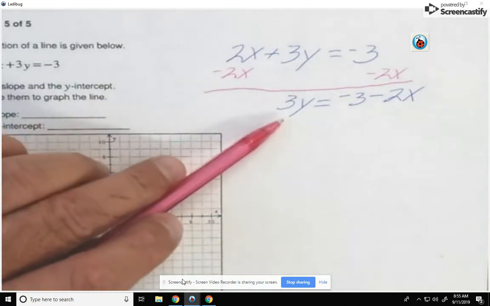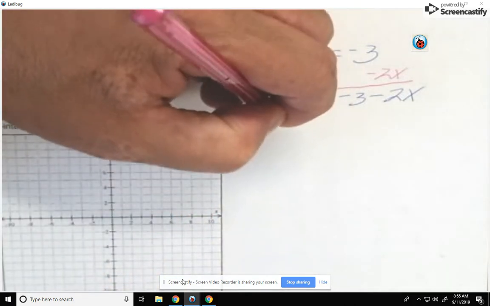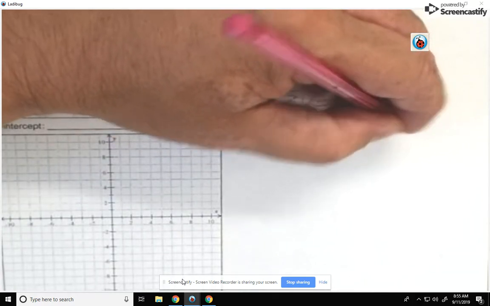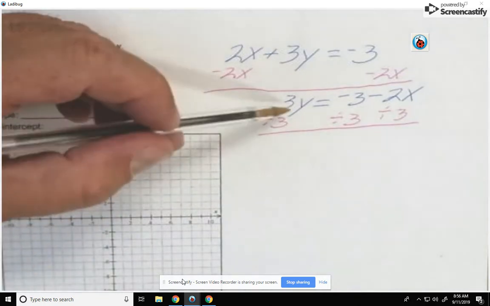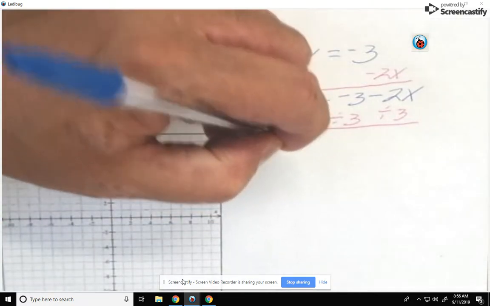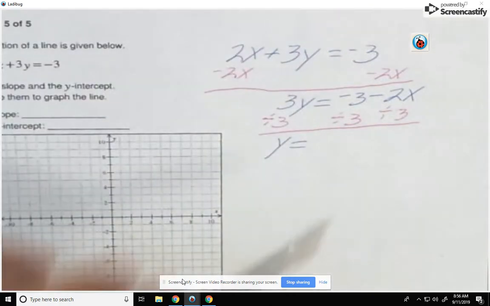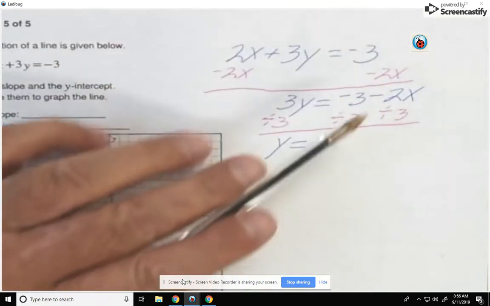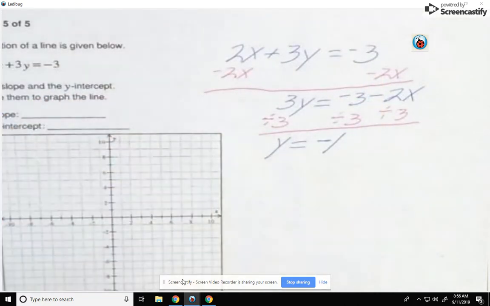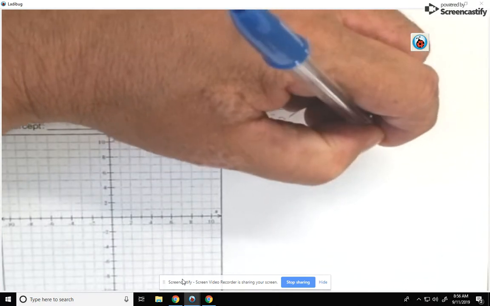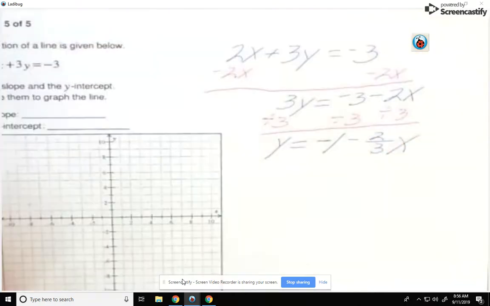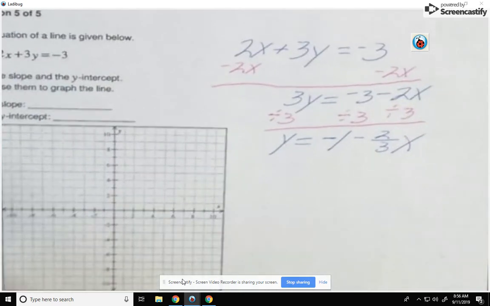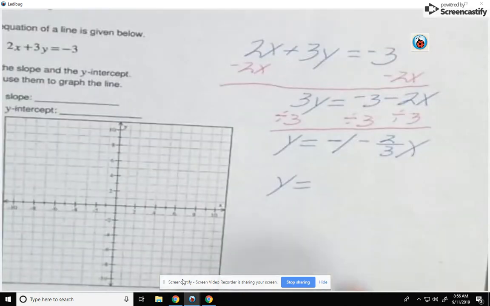Next, since I have a number on my y, I go ahead and I divide all three pieces by that number. So here, 3 divided by 3 is 1, leaving me with just y. Negative 3 divided by 3 is negative 1. Negative 2 divided by 3, that's going to give me a decimal, so I leave that as negative 2 over 3x. Okay, so now to get this in slope-intercept form, I'm simply going to flip-flop these.